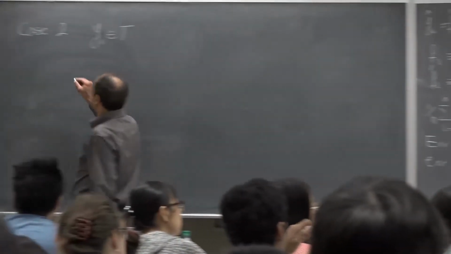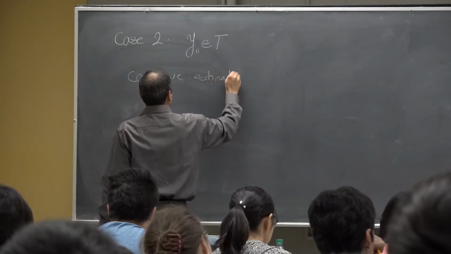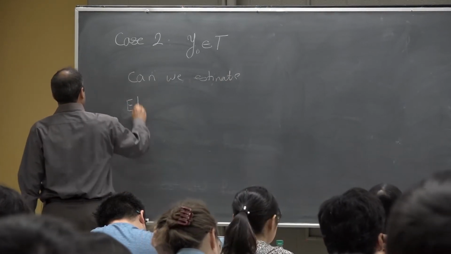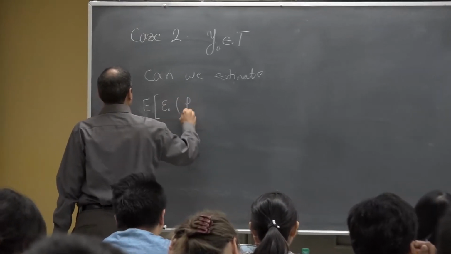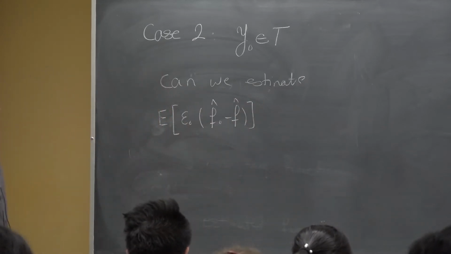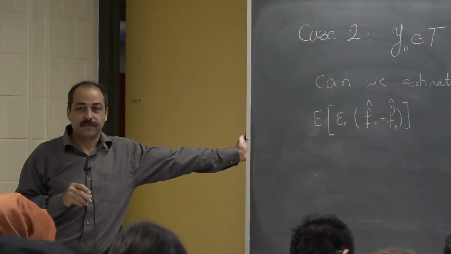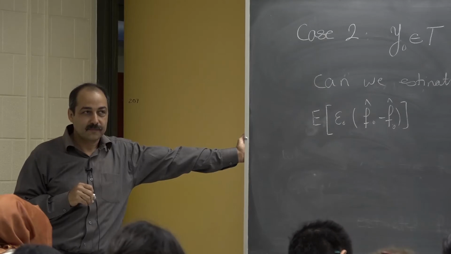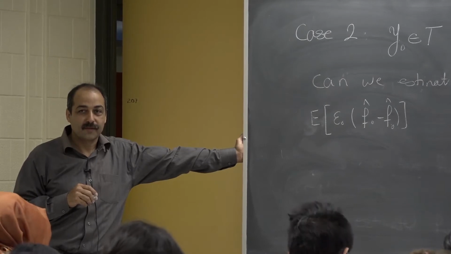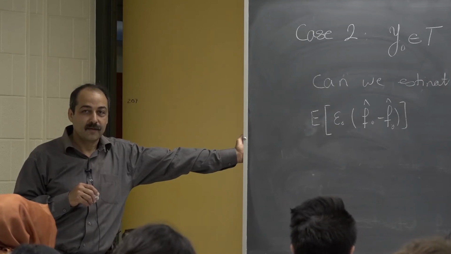So basically, our question is: can we estimate this cross term? Okay. So can we estimate this? Any idea? Yes. Use the estimation of f hat, but we can put epsilon.